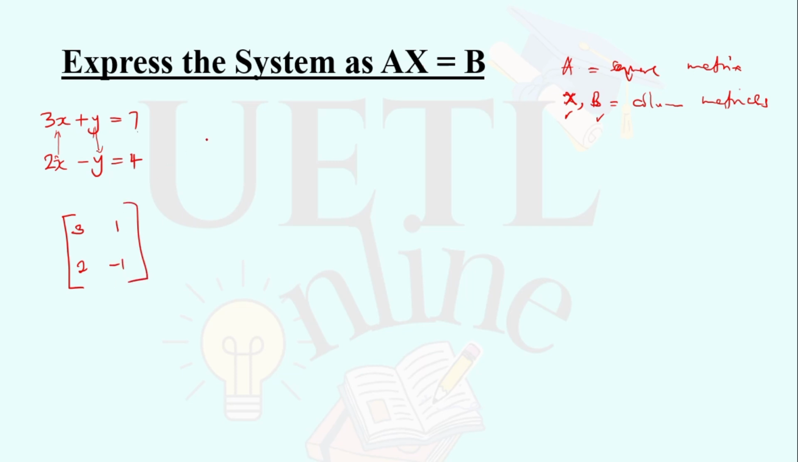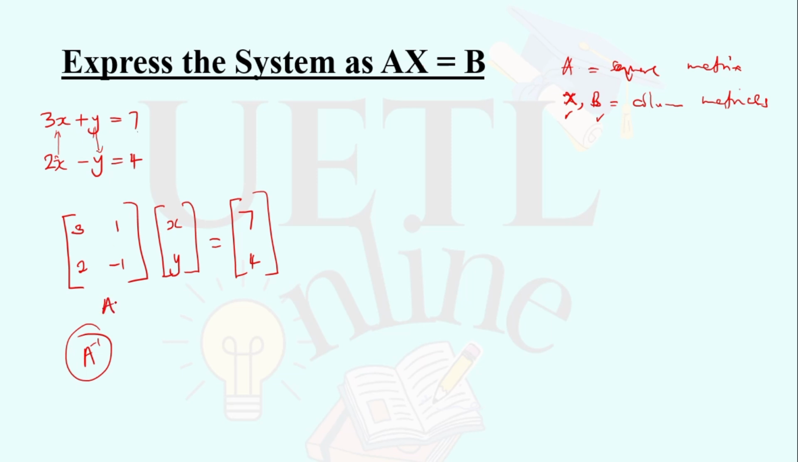Then our matrix X is going to be the matrix of variables. Take the first variable, x, and then the second variable, y. Now we say it equals the column of answers, 7 and 4. Make sure when you do this, you do it in the correct order. This is the step. The next step is to find the inverse of A, the inverse of this matrix.